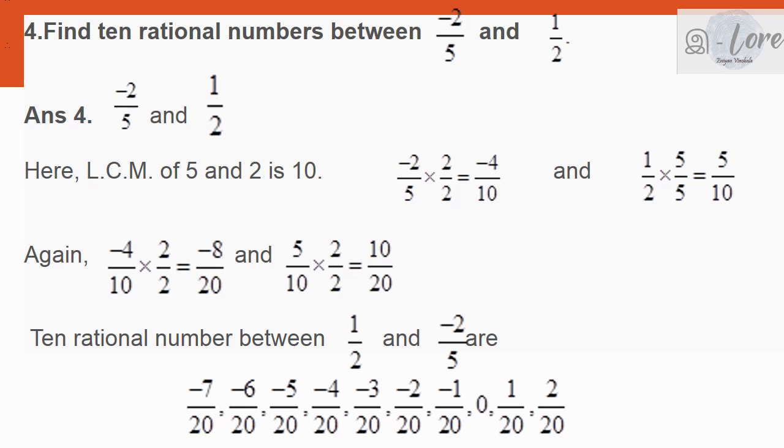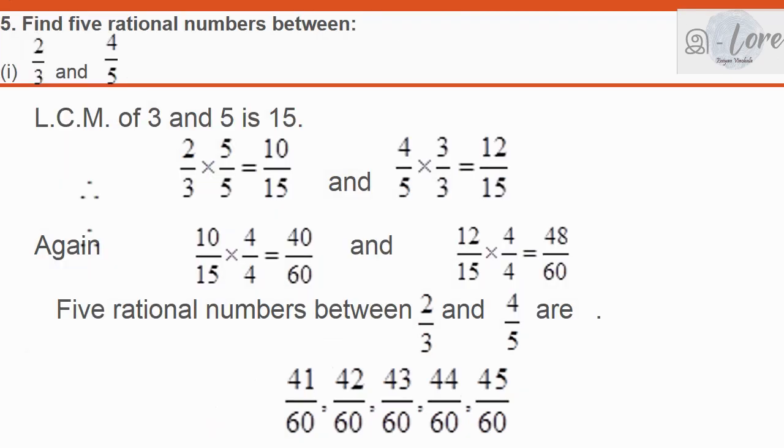So the 10 rational numbers between minus 2 by 5 and 1 by 2 are minus 7 by 20, minus 6 by 20, minus 5 by 20, minus 4 by 20, minus 3 by 20, minus 2 by 20, minus 1 by 20, 0, 1 by 20, and so on. Okay, now find the next question.